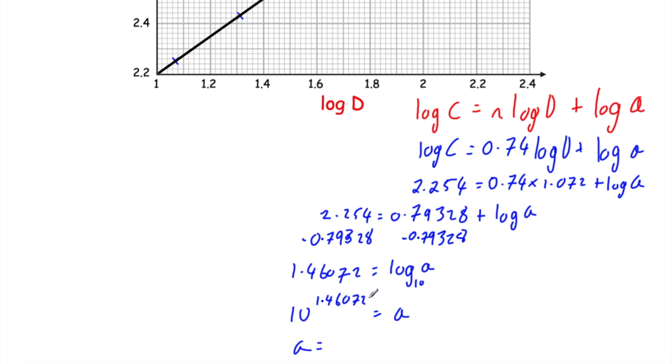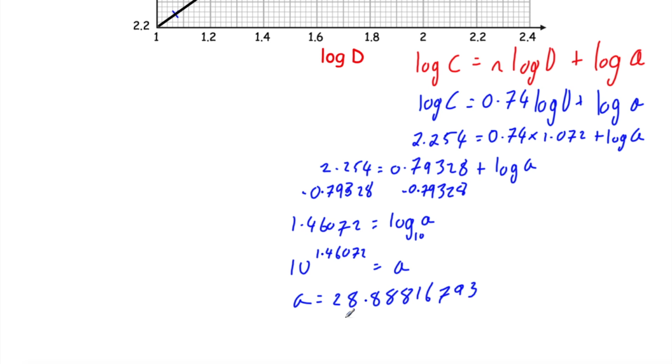So a is equal to 28.88816793. And let's just round this. Let's round it to two decimal places. So that means to two decimal places, a would be equal to 28.89 to two decimal places. And that's it. So we've now found the value of n. N was the gradient of the line, which is 0.74. N is equal to 0.74.